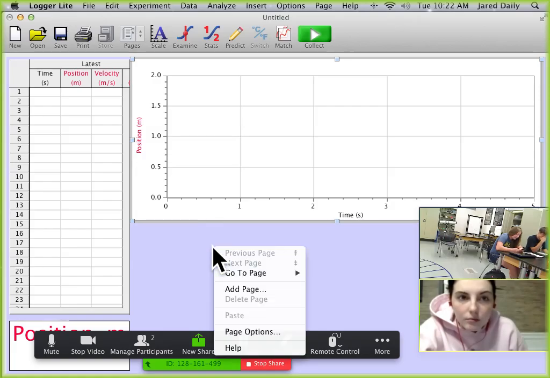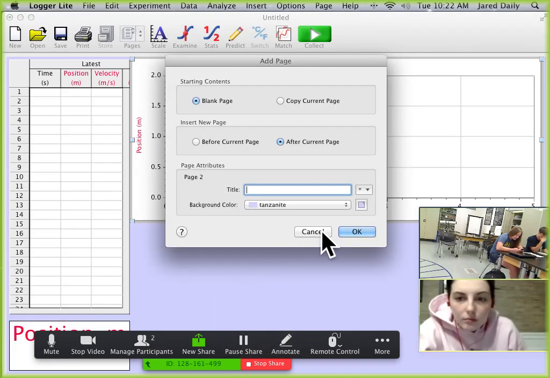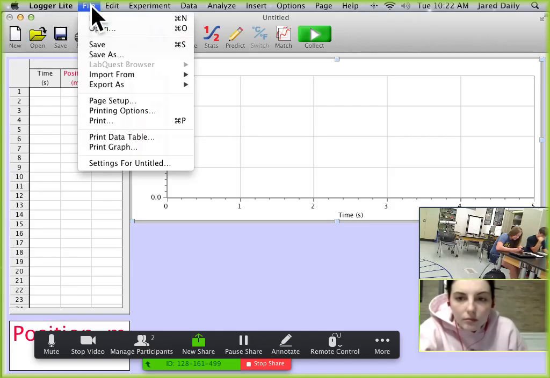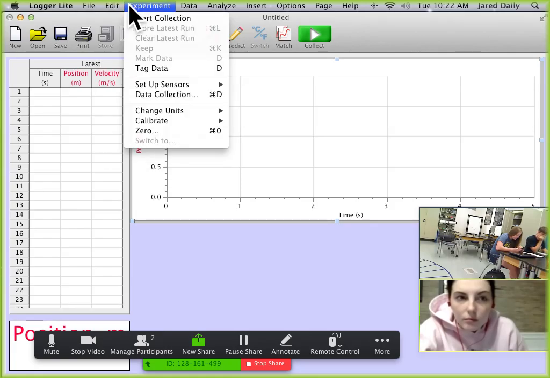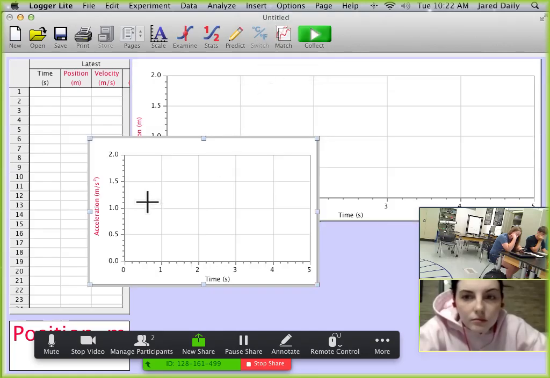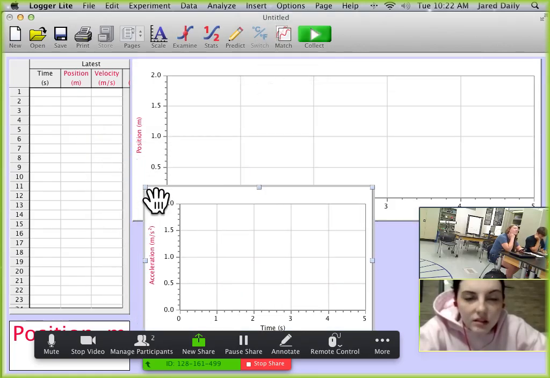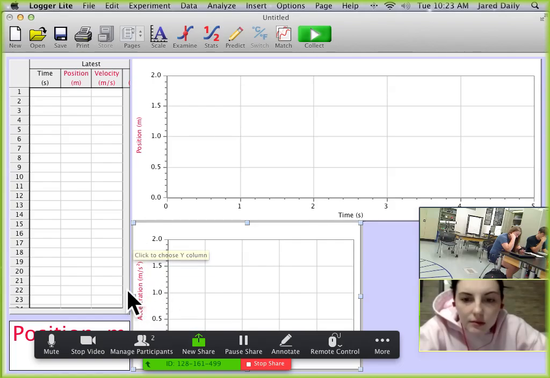You can just right click over here, and you can add, let's see, no, I want to add a page. I want to go up here and, let's see. Oh, insert. Yeah, insert a graph. So you go to insert graph, and it gives you another graph. Now, in this case, it gave you an acceleration graph, and in this particular lab, you won't need an acceleration graph, but we can change the graph.